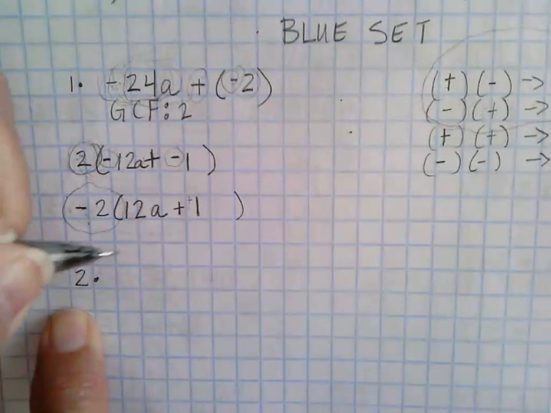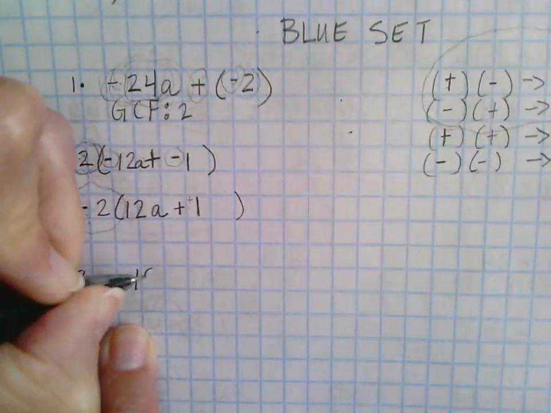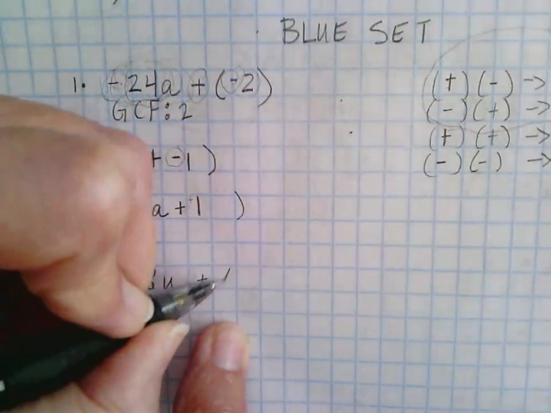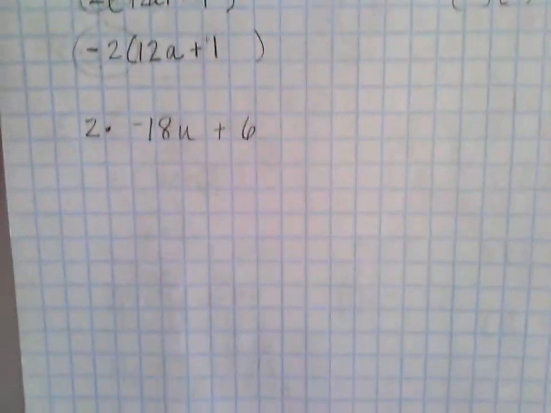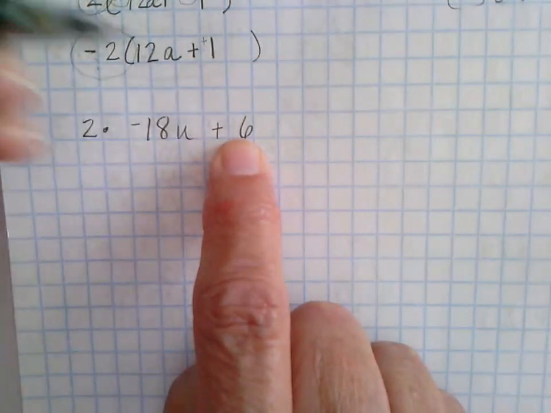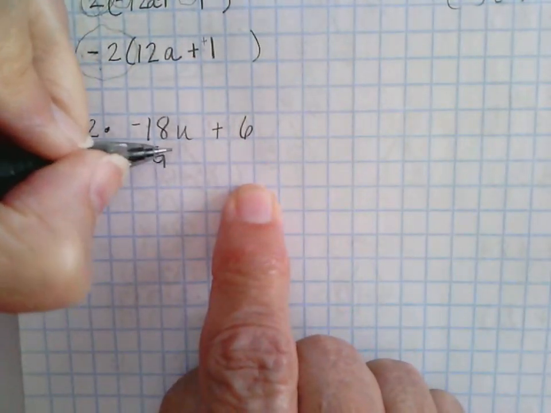Okay, number 2. Negative 18u plus 6. So looking at my smaller number, 6, it is a factor of my largest value.